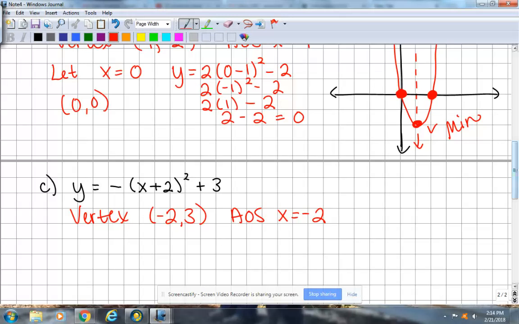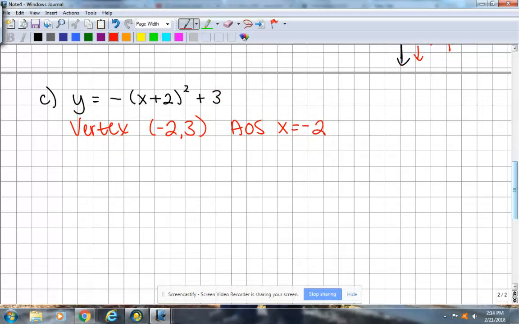All right. Then you graph. And this one's going to be a maximum, so that's going to be the highest point. Negative 2, 3 will be. So negative 2 is on the x-axis. And I go left 2, up 3. And there's my vertex. It's a maximum.